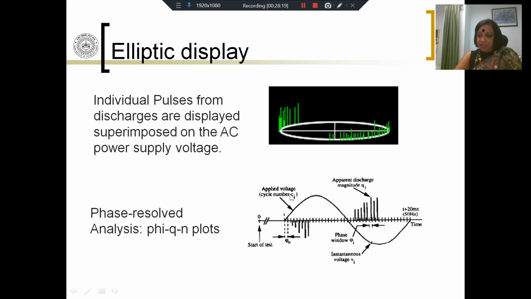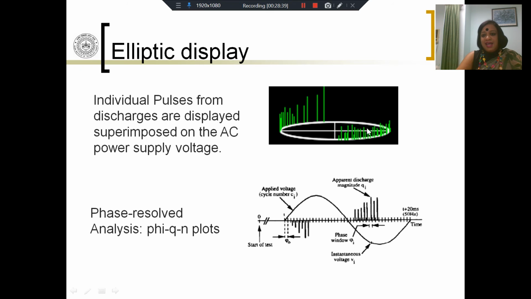Now, whenever I register a pulse, I put a mark. And this way I build what is called the phase resolved phi-QN plot. What is the phi-QN plot? Phi is the phase. It is the phase at which the discharge occurs. So counting from the zero crossing, what is the phase at which a particular discharge occurs?